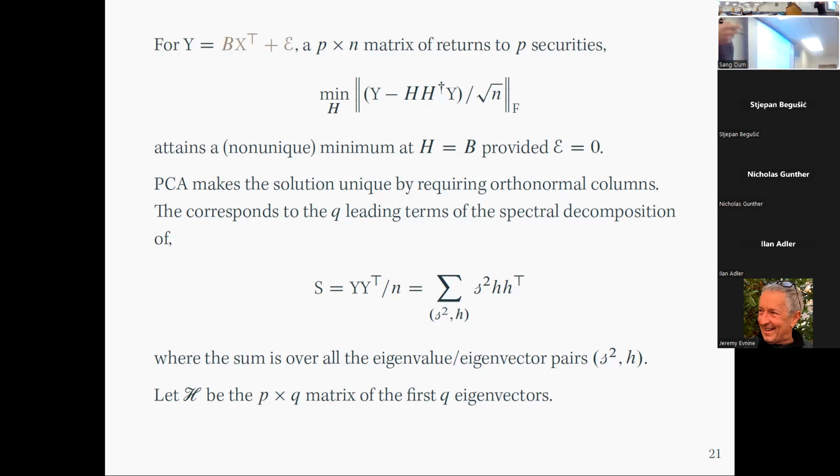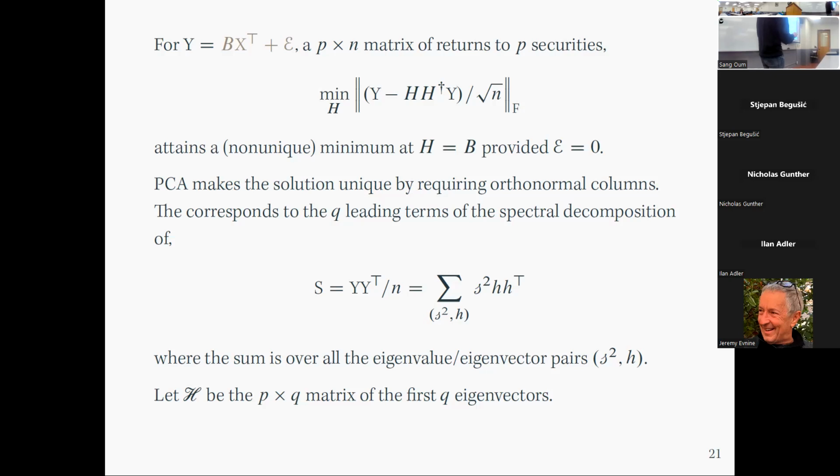The E is the error or the specific return. And what's written there is that if the specific return is 0, then that mathematical program returns, non-uniquely, a solution, and one solution of it is B. And that motivates PCA. It's kind of saying if the error is small, you'll do well by solving this. And PCA adds only one additional ingredient, which is let's make the directions orthogonal. So let's make the H estimate orthogonal, and this is going to correspond to the eigenvalue decomposition of a sample covariance matrix.